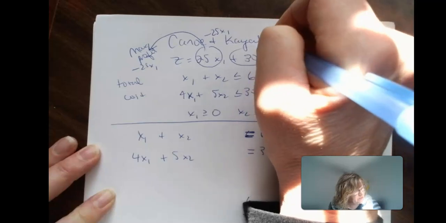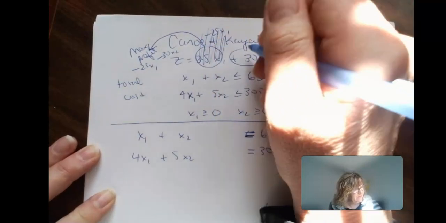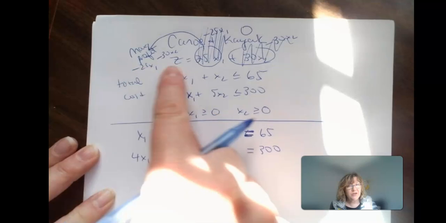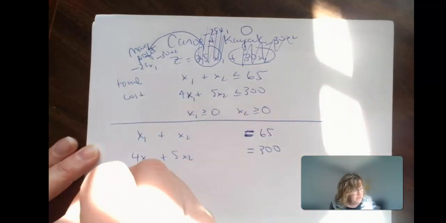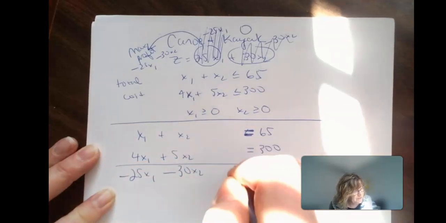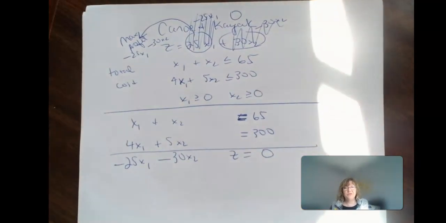And then we're going to bring the 25x1 over to the other side. So to get rid of a positive, you would subtract it. And to get rid of a positive 30x2, you would subtract it from both sides. So on the right, the 25 positive and 25 negative cancel, and 30 and negative 30, so you have a 0 over there. On the left side, what used to be our objective function is now negative 25x1, negative 30x2, leave a big gap, and then you have your z, and it equals 0. Okay, so those are my three equations when I change them.